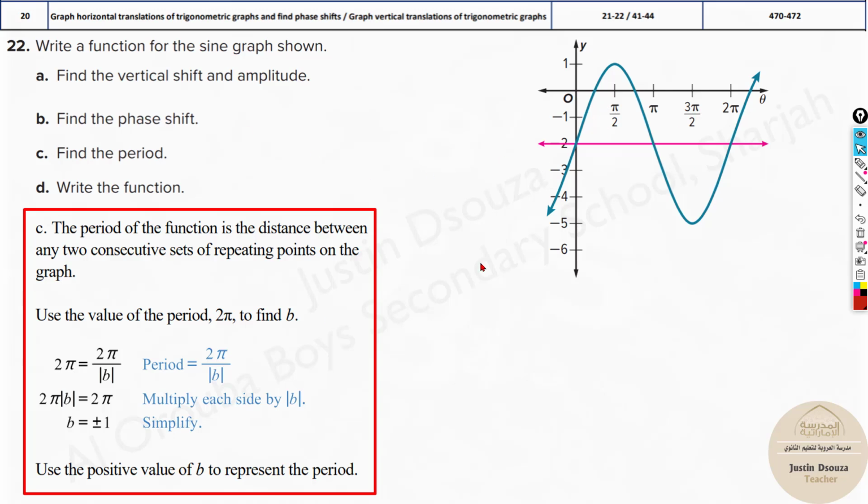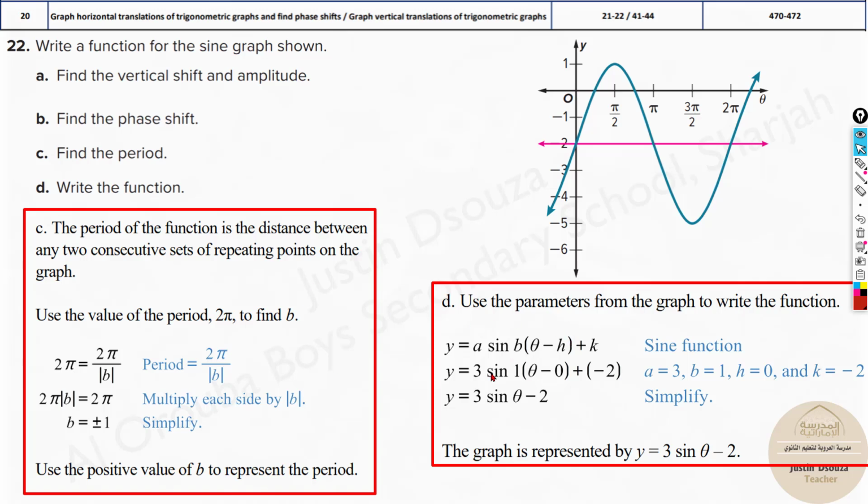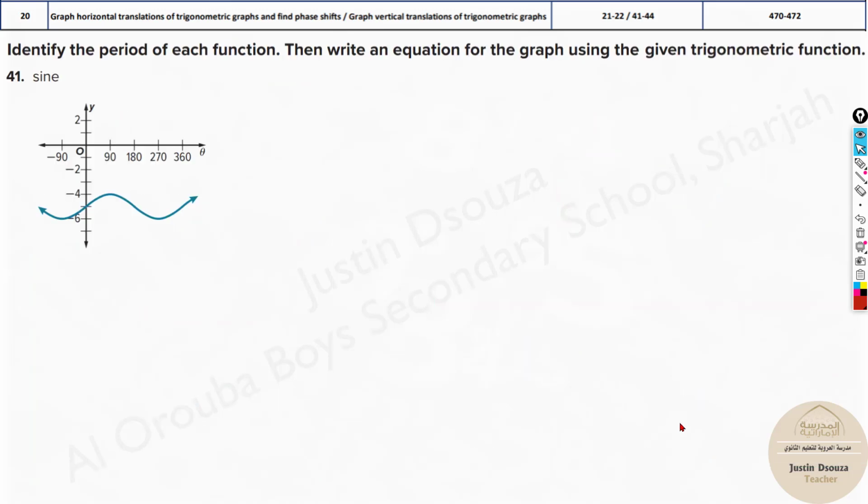Then what is the b value? It will be 1, right? Because 2 pi equals 2 pi by b. So cancel this off. It will be 1. It's plus or minus 1 because it's the magnitude, but you can just take 1. And what about the equation? We know the a value, that's amplitude is 3. We know the b value is just 1, so you can ignore that. No phase shift, it's only theta over here. 3 sine theta. And the midline is minus 2. That's how we write it.